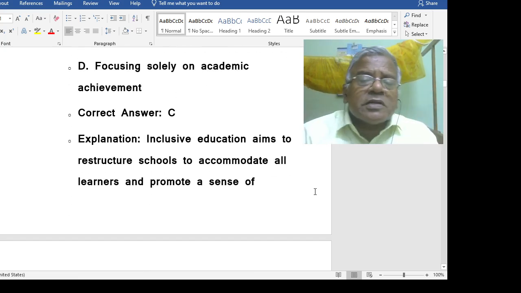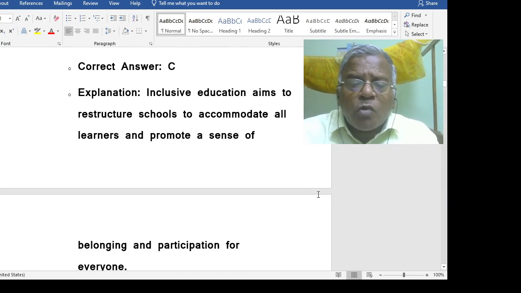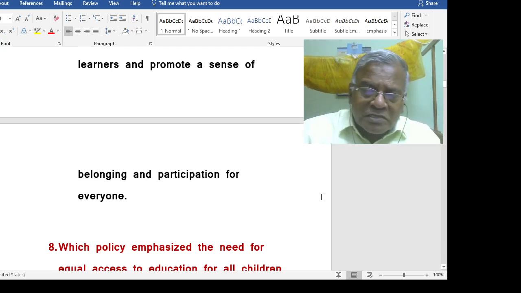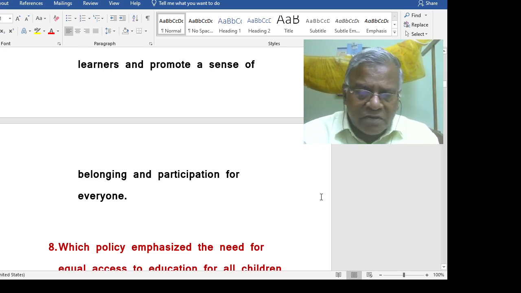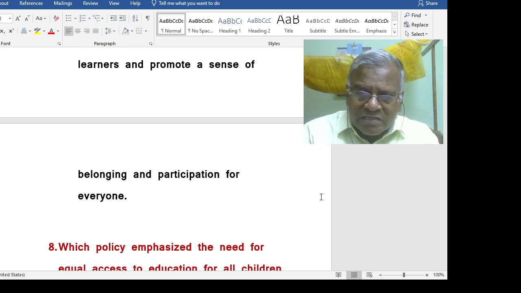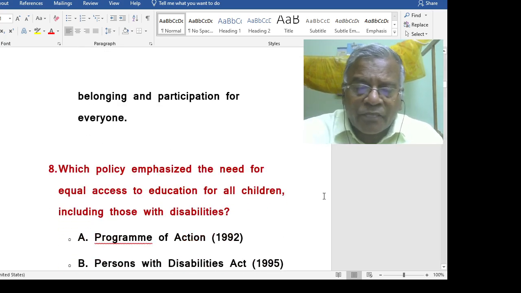So inclusive education aims to restructure schools to accommodate all learners and promote a sense of belonging and participation for everyone. No one is big or small. No one is great or subservient. Everyone is equal. Everyone has their own personality. That is the idea of inclusive education.